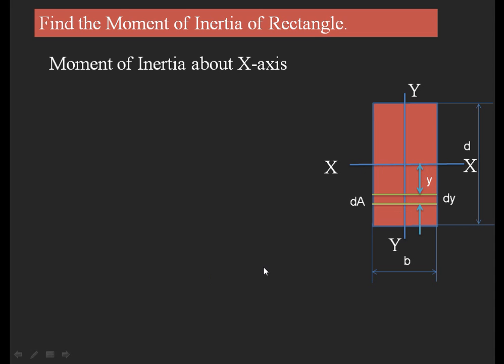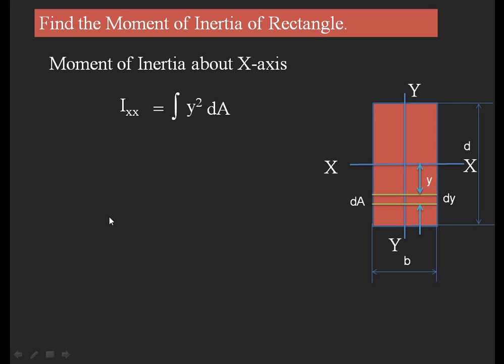Now, the moment of inertia about the x axis, as we already discussed in the previous video tutorial, can be written with respect to the x axis as integral y square dA. Here y is the distance of that particular area from the axis, about which it can cause the angular acceleration or rotation of the body.